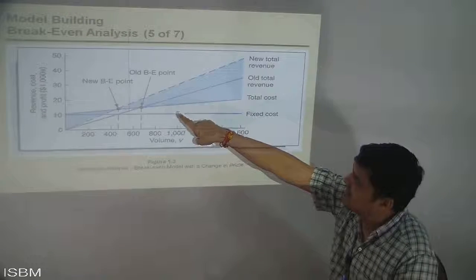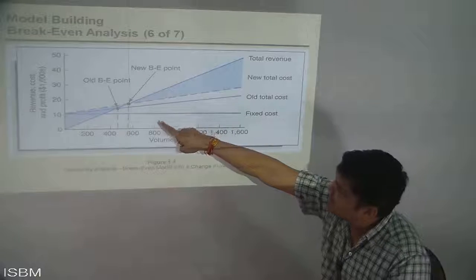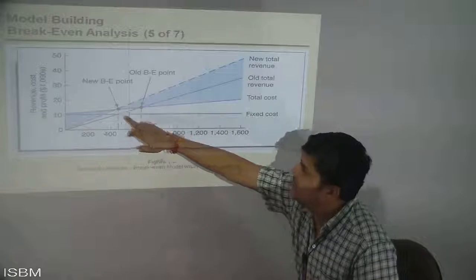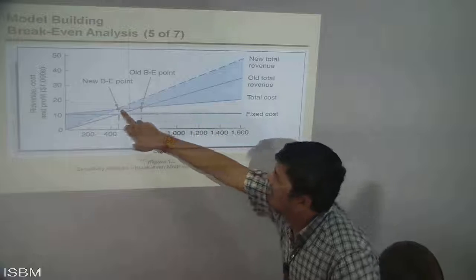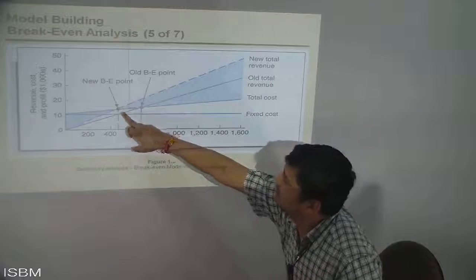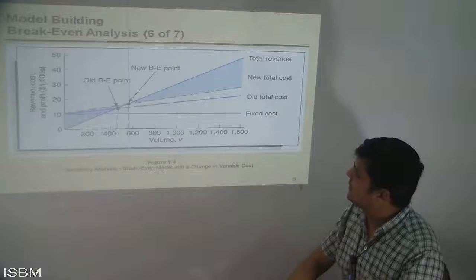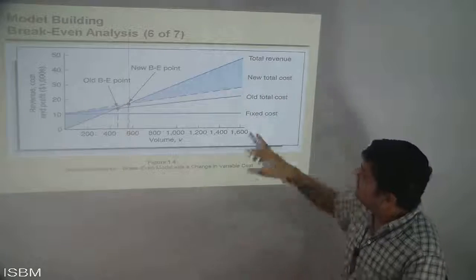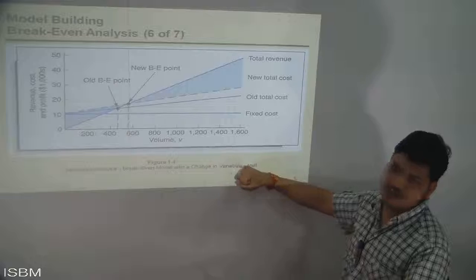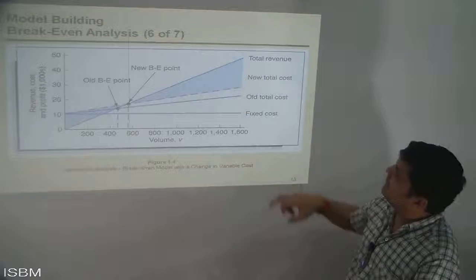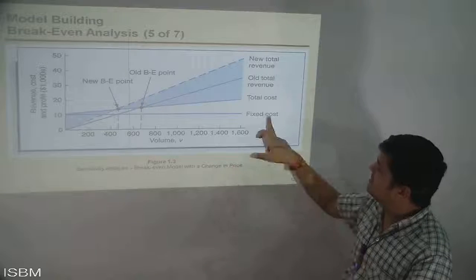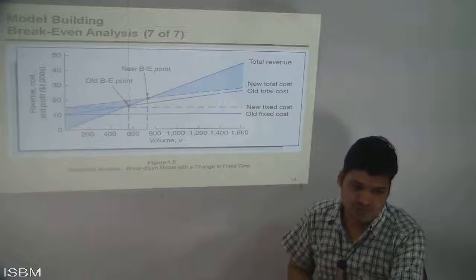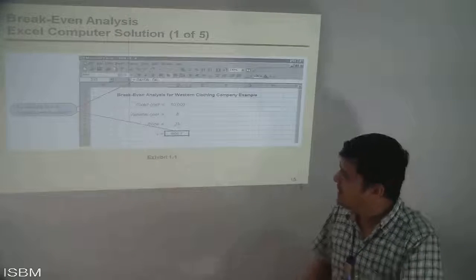When the change is in price, you can see the figure, and when the change is in variable cost, you can see the figure. In the change in price, almost the break-even point will come over here. See, this is the line of the total cost. In the total cost you will get the same, but when the change is in variable cost, the value will come at the total revenue point, and when the change is in price, the value will come at the total cost. So these things you have to keep in your mind. So old break-even point and new break-even point.